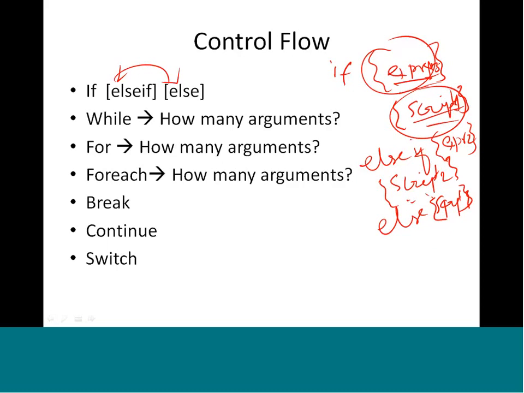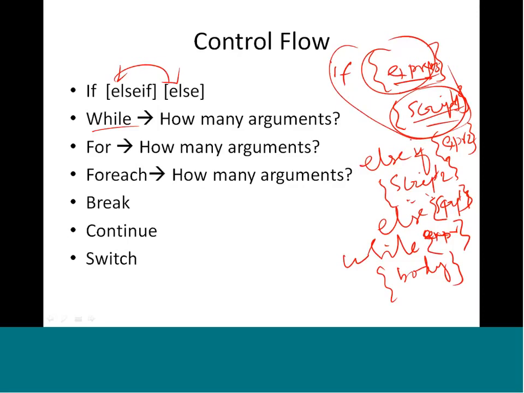Now the while command. So quick question: how many arguments do you think it takes? So the while command has two arguments, just similar to the barebone if command. It's a while and then a condition or an expression and then body. Body is just a script which executes. So these are the two arguments for while.